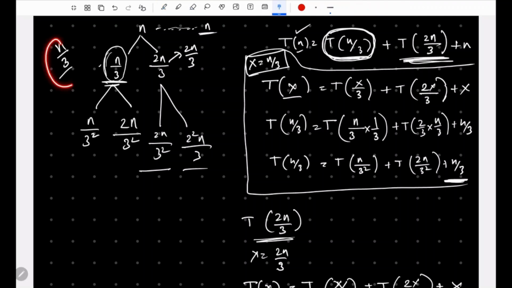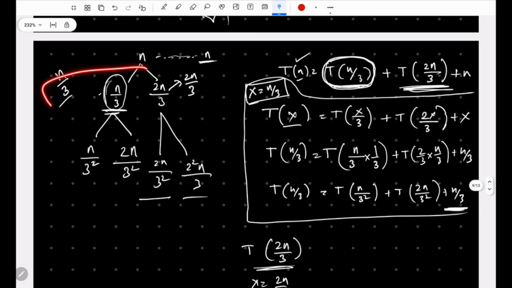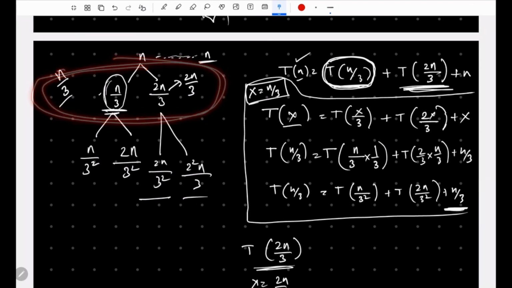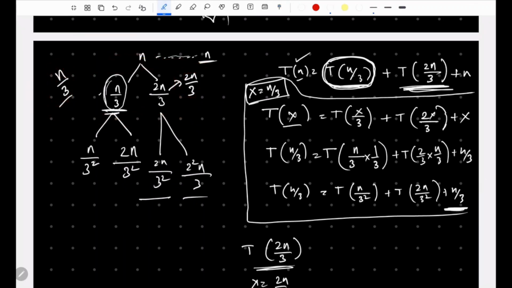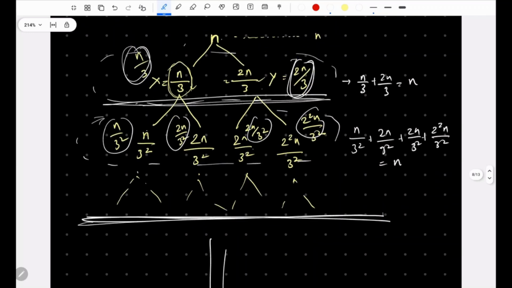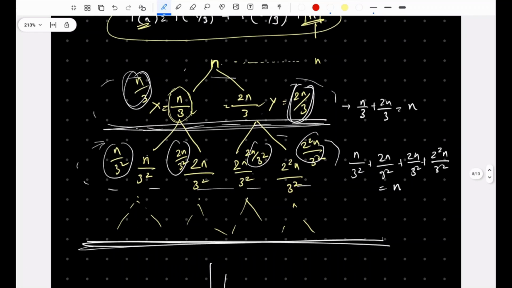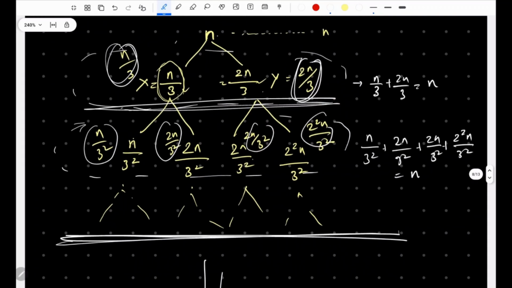So this is the cost for this one. This is the cost for this one. I have also shown you how I found the cost. So in this whole level, what is the cost? I have to add this one and this one. If I add these two, I will get n by 3 plus 2n by 3, which is equal to n. It's the same thing which I did here. So this is the way you can find the cost. I did find it difficult to understand, so I just told you how it comes.